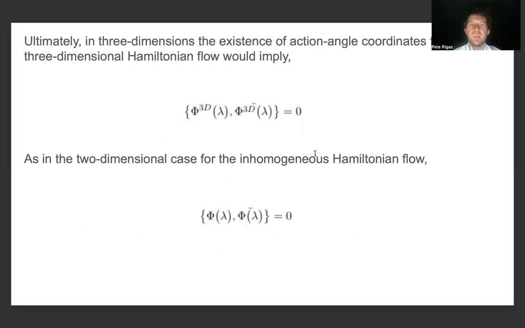And so ultimately in three dimensions, the existence of action angle coordinates for a three-dimensional Hamiltonian flow would imply that the Poisson bracket of the action angle coordinates from this single inhomogeneous parameter, to which we project the two inhomogeneities of the triangular ice model, has a zero Poisson bracket with respect to the complex conjugate of the three-dimensional coordinates.